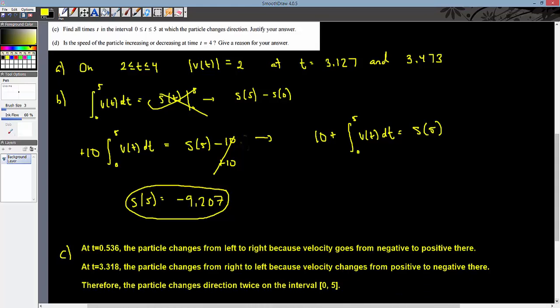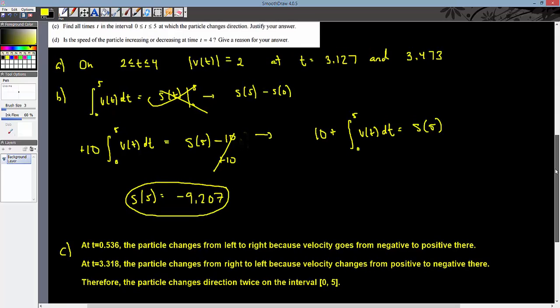So your explanation should look something like this. At t equals 0.536, the particle changes from left to right because velocity goes from negative to positive there, vice versa on the second sentence. And I'll be honest, I don't know if the third sentence is necessary, but I just like to be thorough. You never know what the person's looking for when they're grading your test.